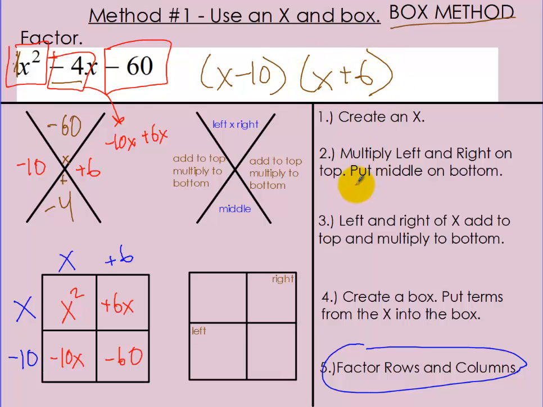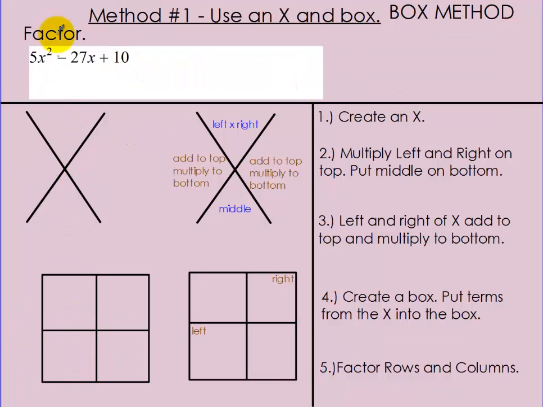And that is the correct answer. All right, let's try a different example. So even though we have a 5x squared, it's still going to be very similar. On the top, you multiply the left times the right number. So 5 times 10 is 50. And on the bottom, we just drop down the negative 27.